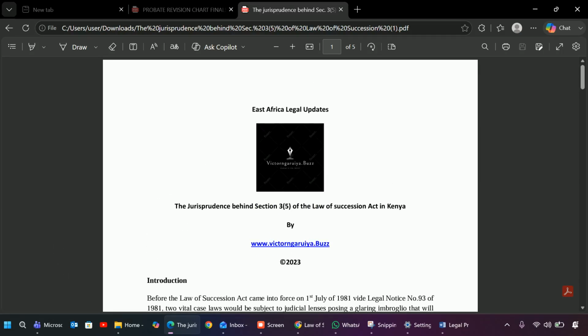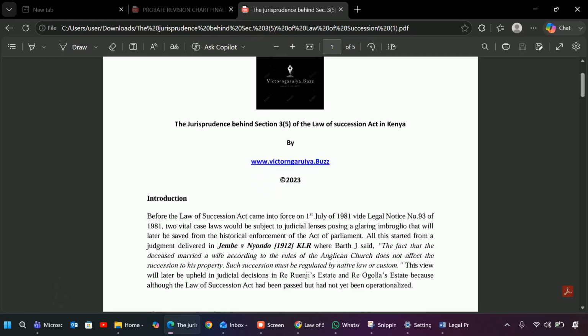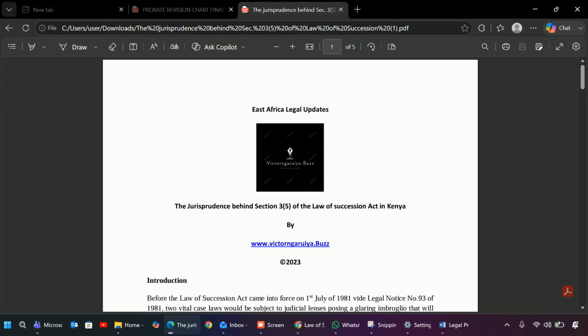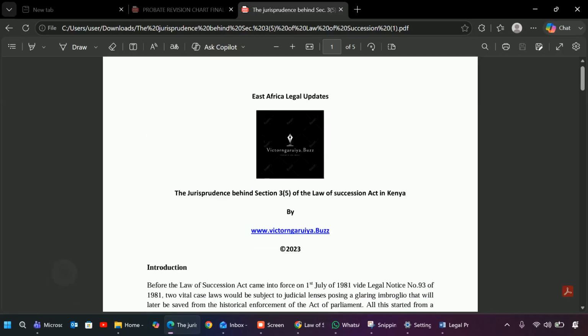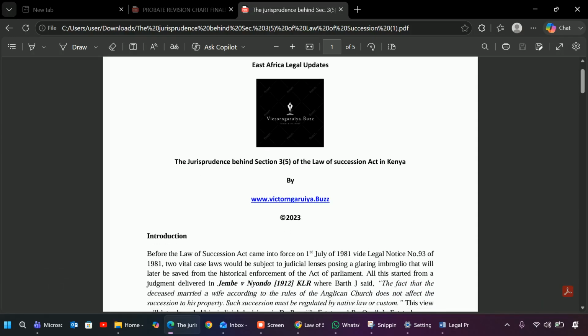But now that brings another question. If the legislature indeed wanted to amend Section 29, why did they drop it from the initial bill that was tabled before Parliament? And the bill only amended Section 35 of the Law of Succession Act. What is the position of former wives currently in Kenya?